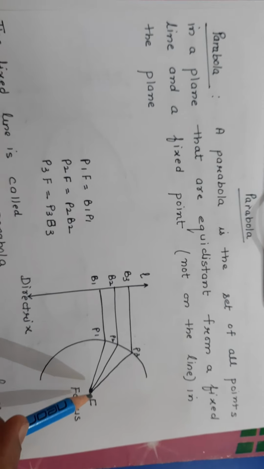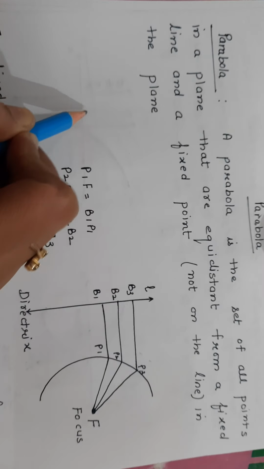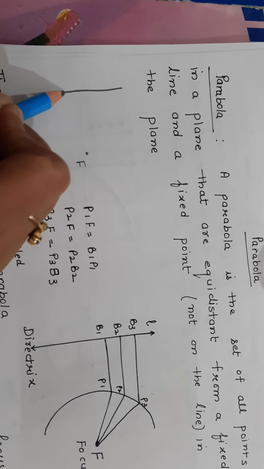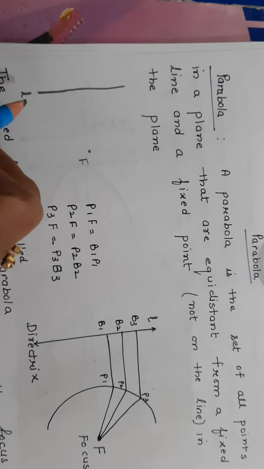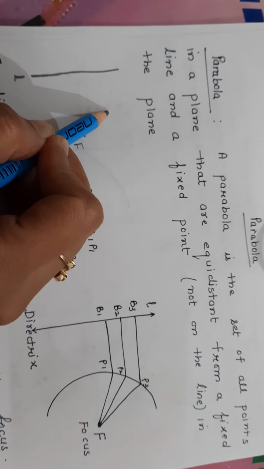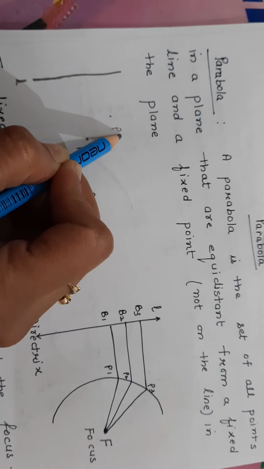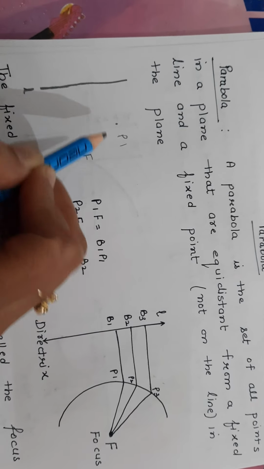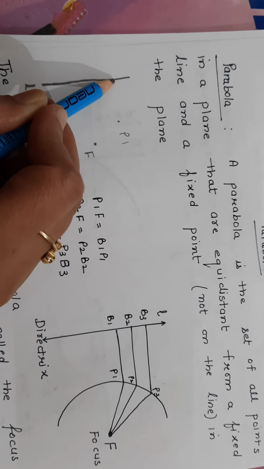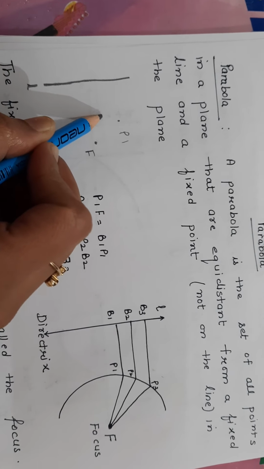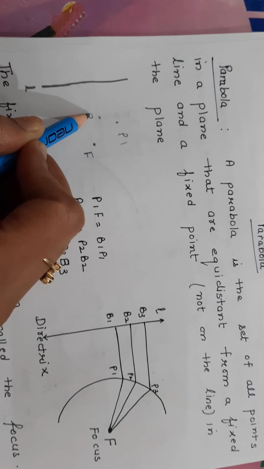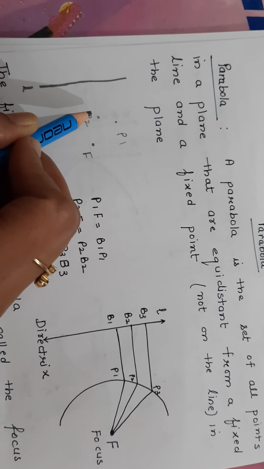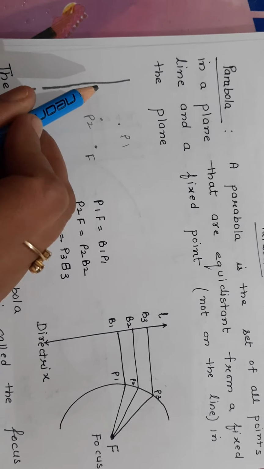Suppose here I have taken a fixed point, say F, and then I take a fixed line L. Now, I take a point P1 and the distance of P1 from the focus is the same as the distance of P1 from this line L. Then I take another point, say P2. Then the distance of P2 from F is the same as the distance of P2 from L.